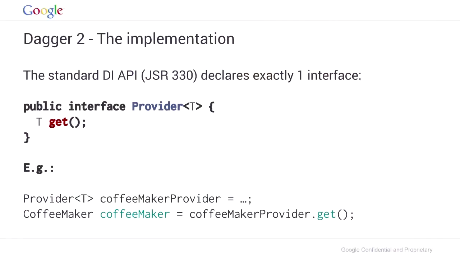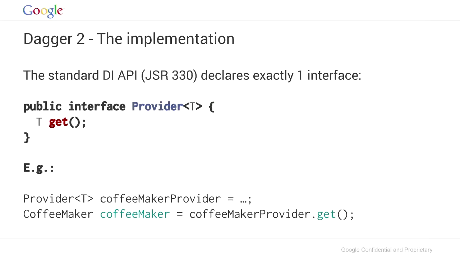We started with JSR 330. That's the thing that defines @Inject, a couple scoping annotations, all those DI things that you're probably familiar with, having used the DI frameworks. The funny thing is it only actually defines one non-annotation type, and it's called Provider. Provider is an interface, and it just says, get me an instance of whatever I'm a provider of, which seems pretty straightforward.